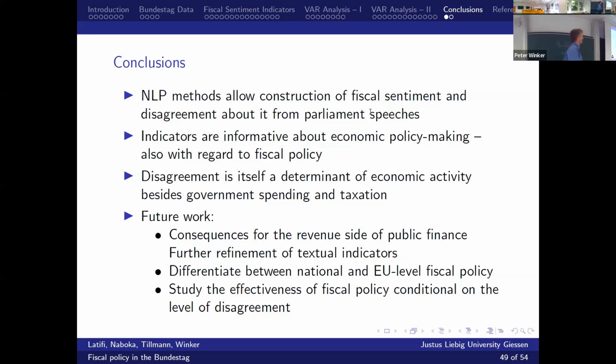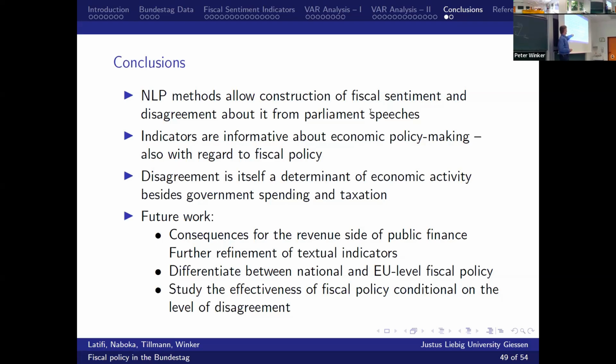In future work, one idea would be to look a bit closer at the revenue side of public finance, but there's a data limitation in Germany. We don't have many data for that. And of course, further refinement of the textual indicators. We discussed already some natural ideas. If this were not a statistics department but a data science department, people would argue, why don't we use LLMs for that? The answer is, of course, you can. You could construct the indicator based on LLMs. Maybe 3 years ago it was a bit difficult; nowadays it's easier. Whether it's better, I don't know.